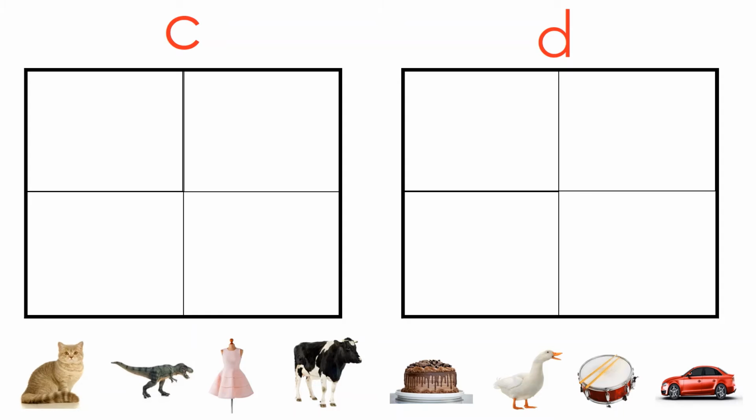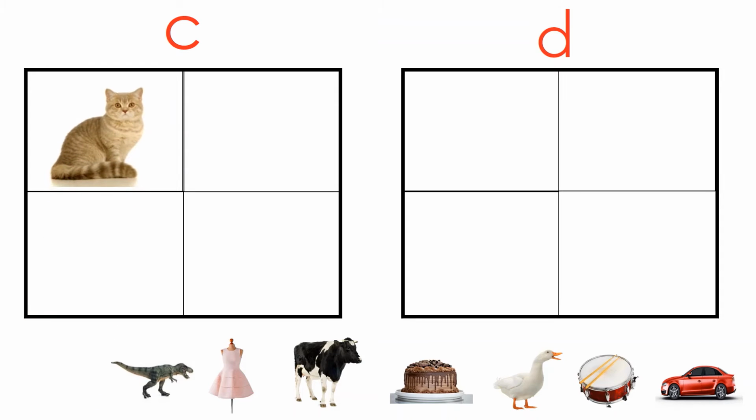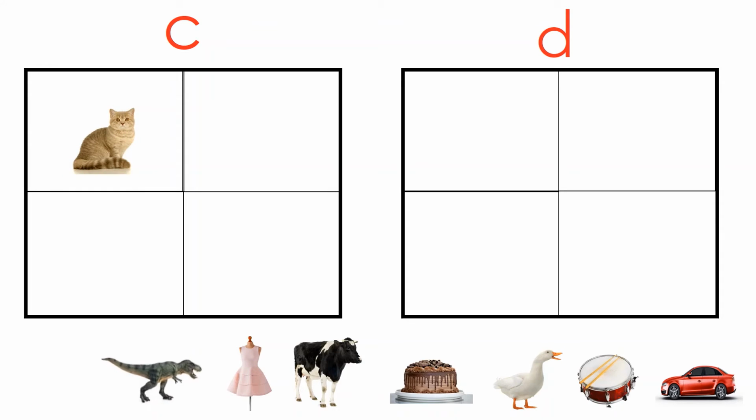When we say cat, what first sound do we make? Cat. Put the picture of the cat under K. When we say dinosaur, what first sound do we make? Dinosaur. D. Put the picture of the dinosaur under D.